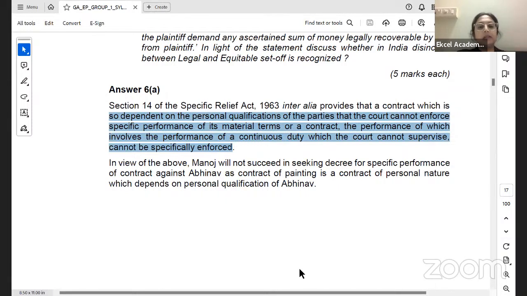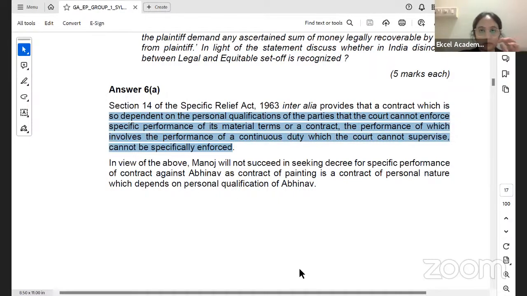If it is a specific performance related to personal work, that means my personal skill is involved, then specific performance may or may not be granted. The court will not support it. Or if it is related to continuous service, like daily I have to go and work for one year or one month, the court cannot supervise. I would have to go and tell the court, today she did not come, yesterday she did not come. They can't supervise that. So in these two situations, usually specific performance will not be granted.